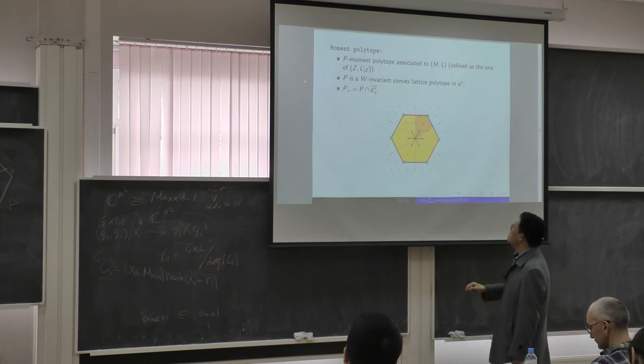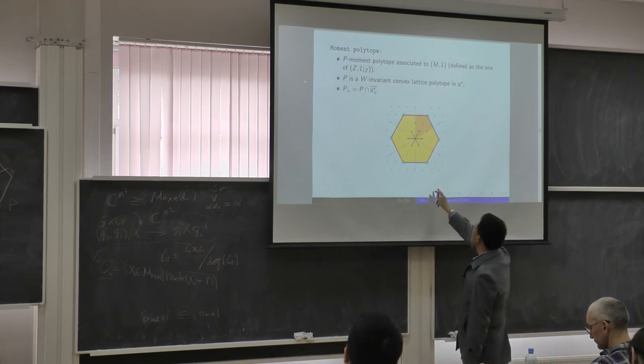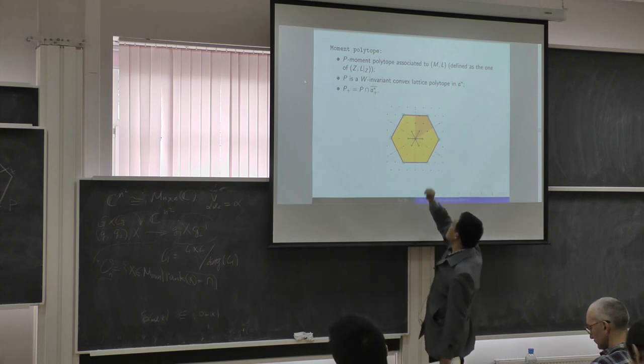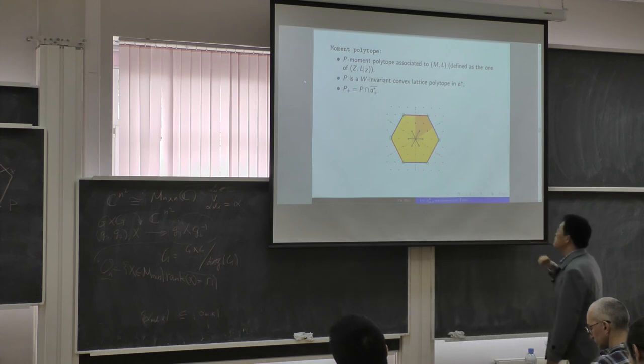So this is the PSL3, and the yellow polytope is the whole polytope, where this one, the darker one, is the positive part.